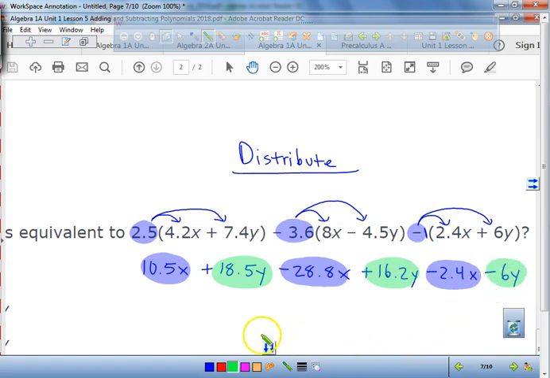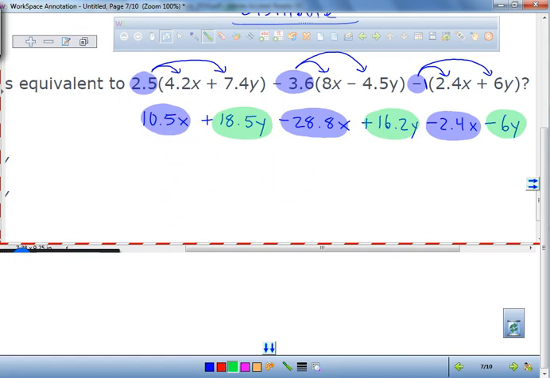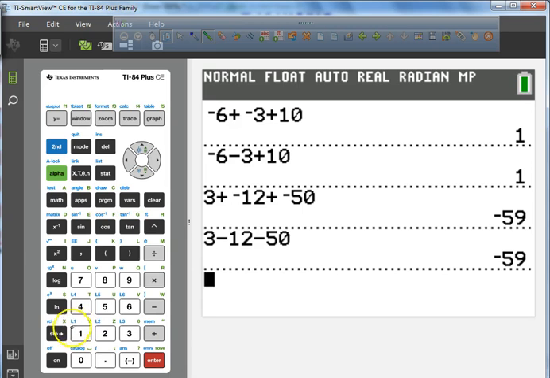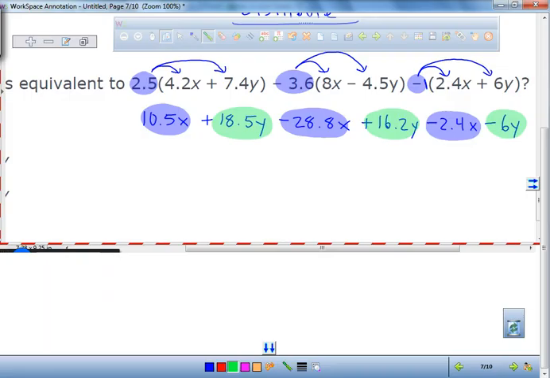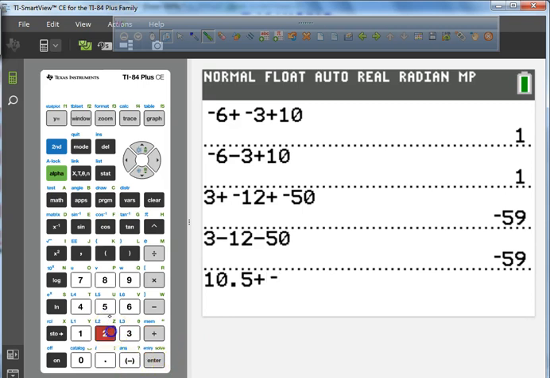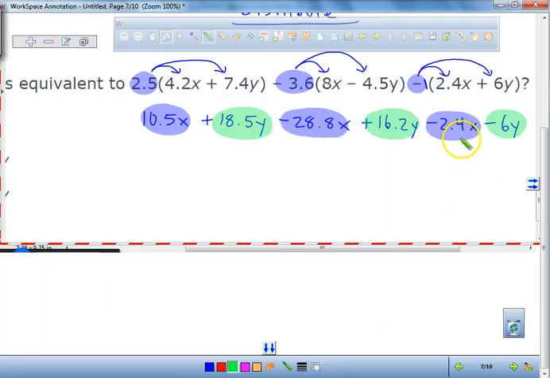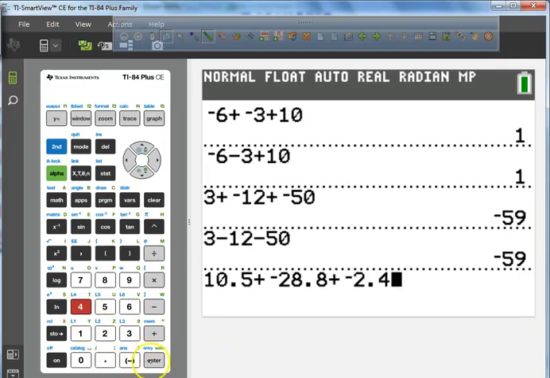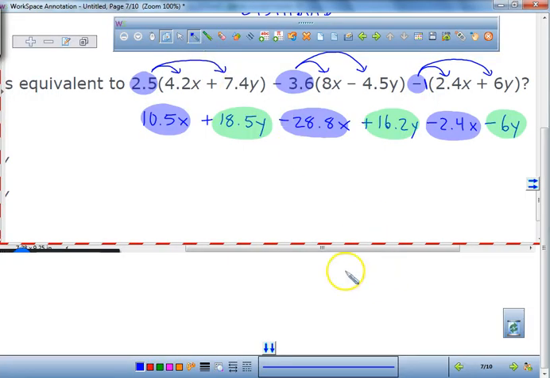Okay? So in the calculator, what I want us to do right now is take 10.5. And what are we going to add to the 10.5? Negative 28.8. And then what are we going to add to that? Negative 2.4 equals, what do you guys get? Negative 20.7x. When you combine this and this and this, that's what you get.